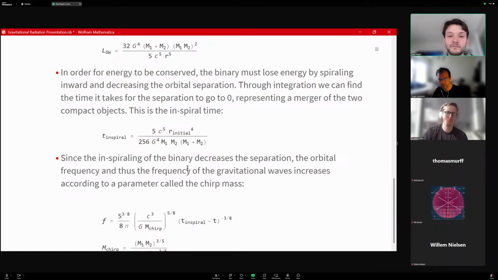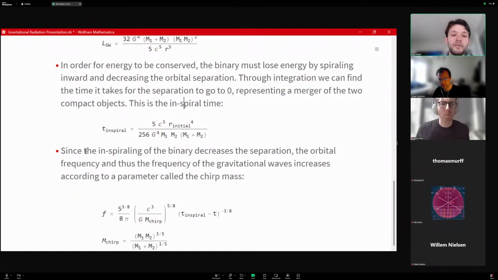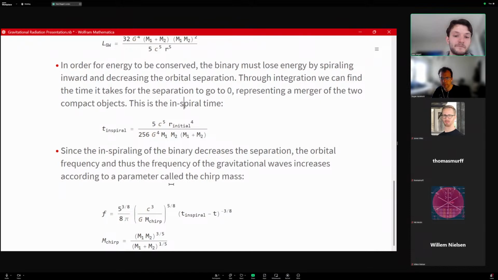And we also know the frequency of the orbit as a function of the separation. So we know that as they get closer and closer to each other, they're going to orbit more rapidly. And we can calculate the frequency evolution as a function of time. And it depends on a parameter called the chirp mass. If both the masses are equal, this number just turns out to be approximately equal to either one of the masses. So we can think of it as some kind of average of the two.